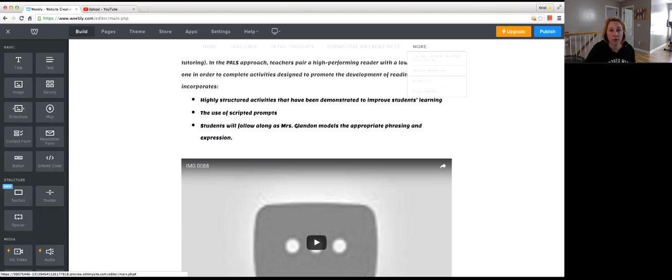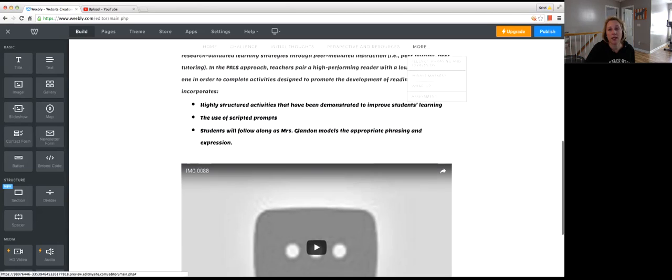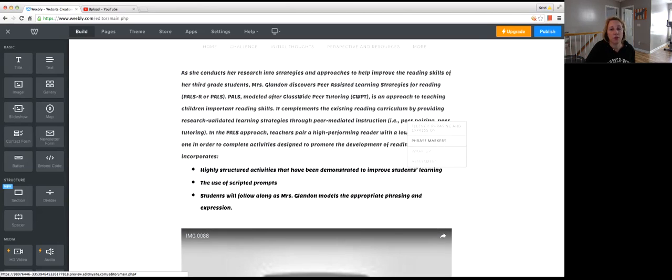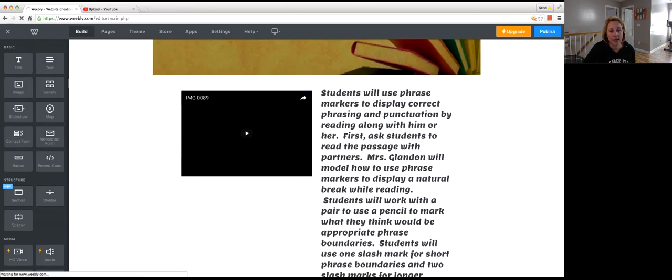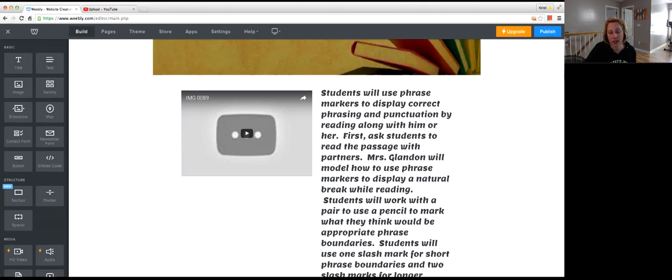And then after we finished modeling how to read with expression, students then were introduced to phrase markers. And they had never had a lesson on this yet up to this point in third grade. So I introduced it and then expressed to them that I just wanted them to try their best so I could understand where their understanding was. So students used phrase markers to display correct phrasing and punctuation by reading along.